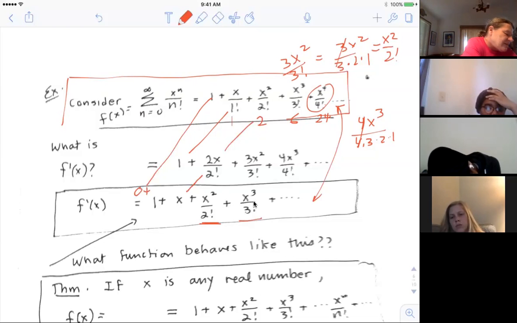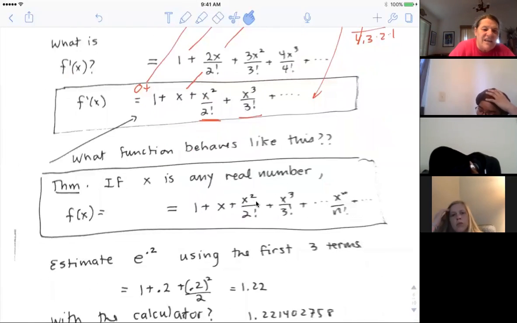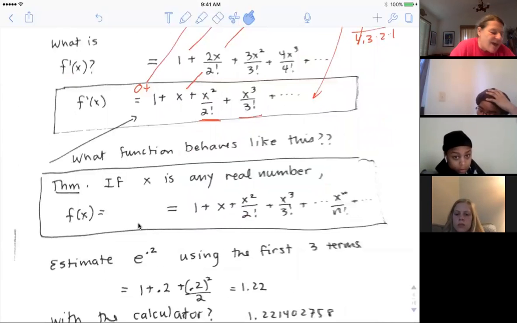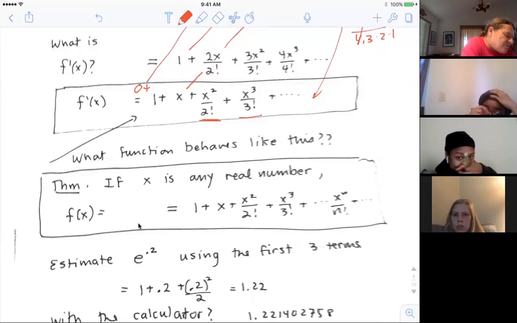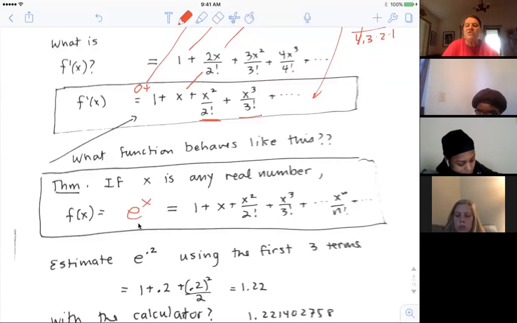Guess what, guys? If x is any real number, f of x is this series representation. That's kind of special. I mean, e to the x is a special function. It's its own derivative, and it works that way for series. So if you've got a series that's its own derivative, it's got to be e to the x, okay? So that thing with those factorials in it is e to the x.